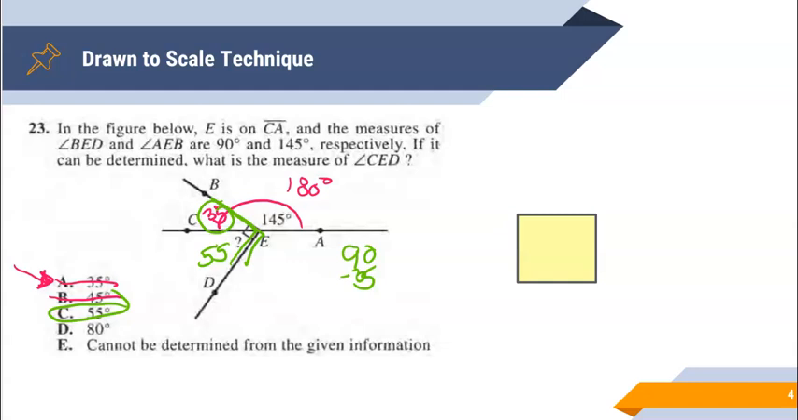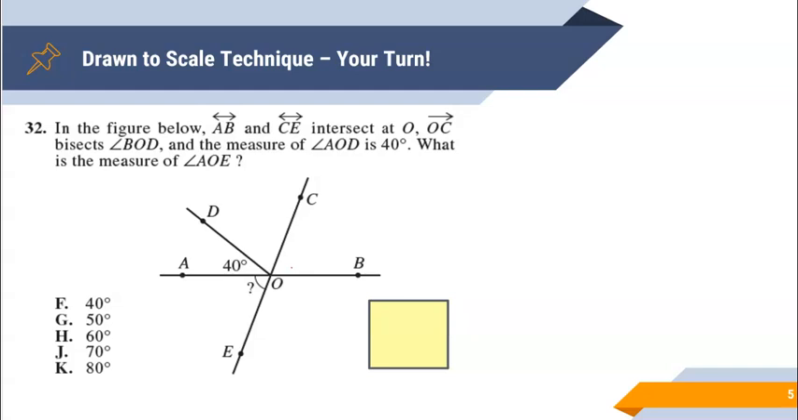So now what I want you to do is try this out. Here's a question. I'd like for you to try out the answer.